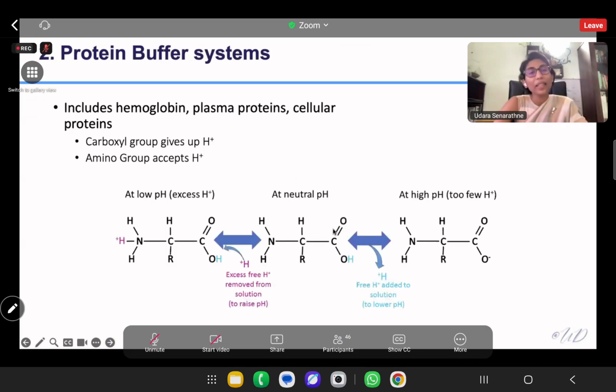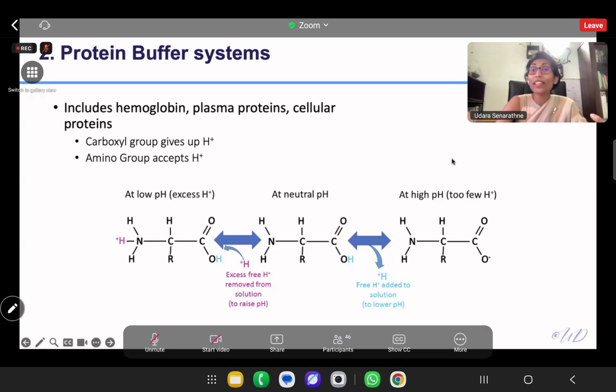Next, another major buffer system is the proteins: plasma proteins, including albumin, and also hemoglobin and any other cellular proteins would contribute to it, because most proteins are zwitterions. They can bind with an acid or a base or hydroxyl group. Therefore, they can bind with H+ or give H+ where needed and help with acid-base homeostasis.